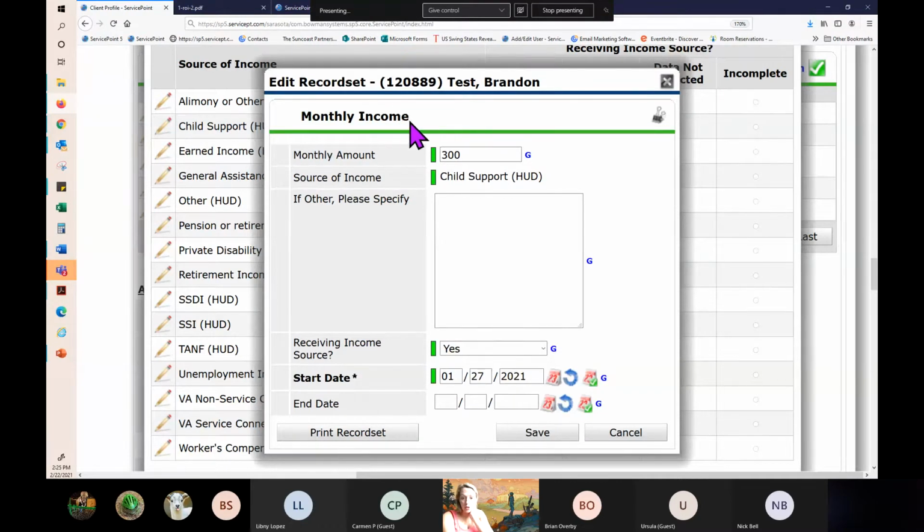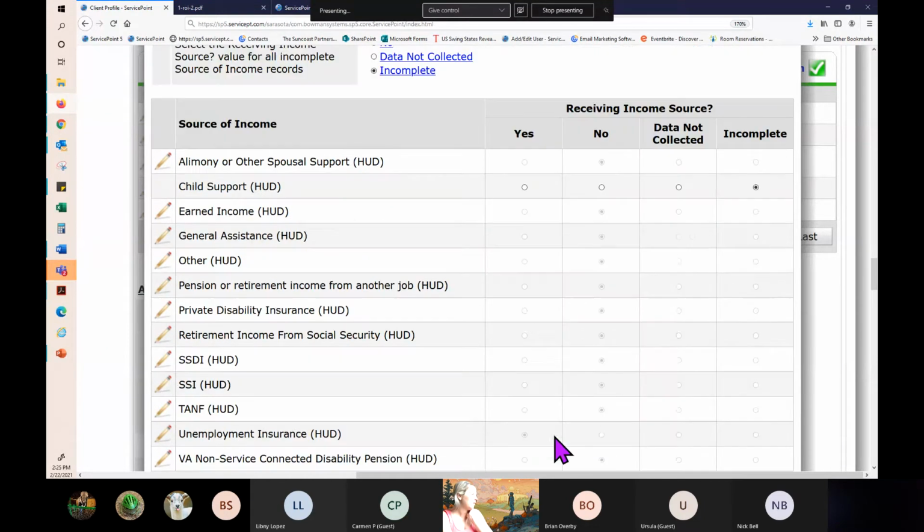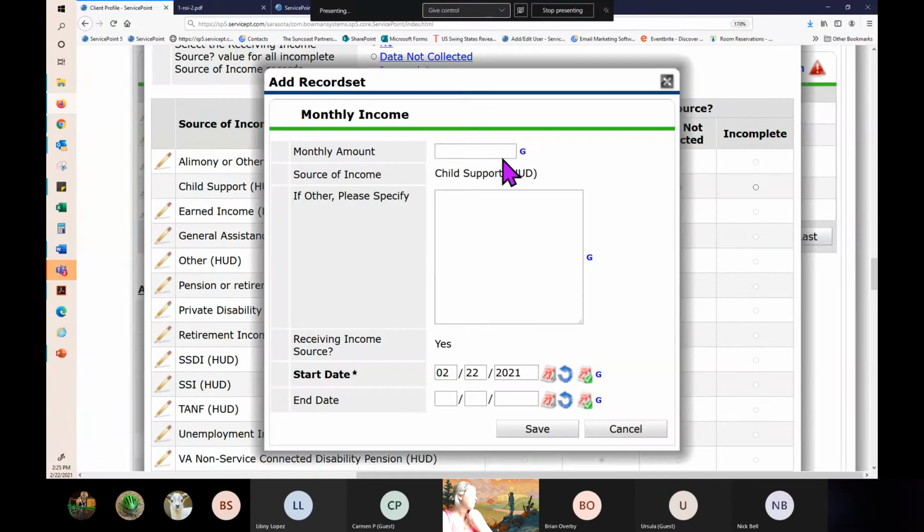Here, it says 300. Well, you want to make sure that the data you're entering, again, is complete, it's current, it's consistent, and correct. So we're not going to just change this amount. No, we need to end this data. Save here. Answer accordingly. Save here.